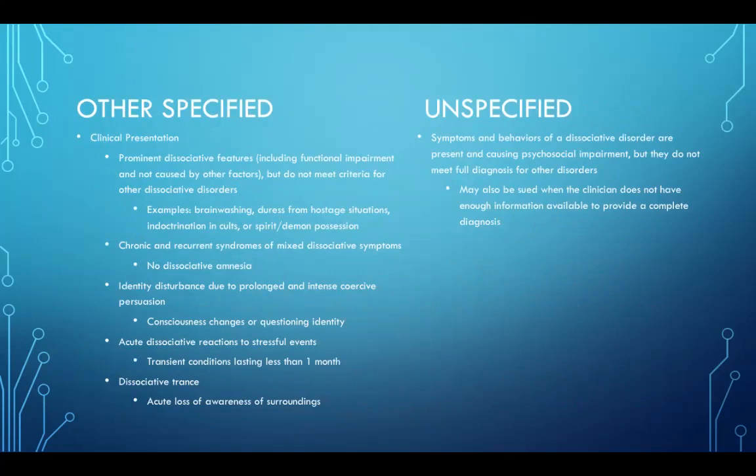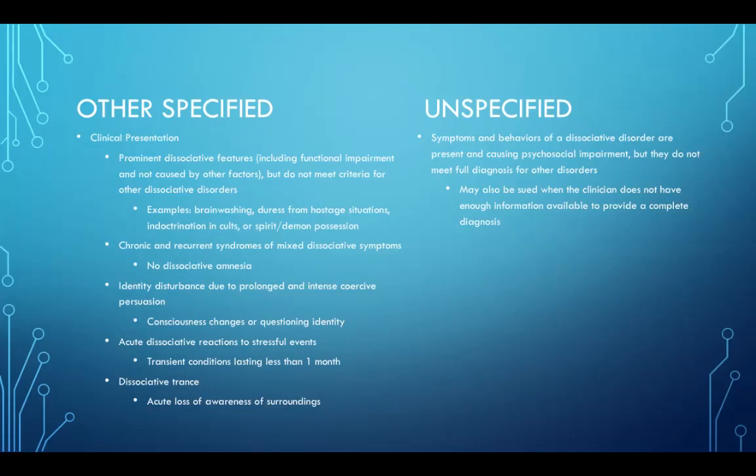Some examples the book gave, which were very interesting, were brainwashing, duress from hostage situations, indoctrination into cults, and spirit or demon possession. That's where it lost me, because as a counselor in training, we're taught to be very evidence-based, and some of these things like hypnosis and spirit and demon possession don't seem very empirical. But I can see how, if you believe that you were possessed, symptoms may present as any of the dissociative disorders. So we'll roll with it.